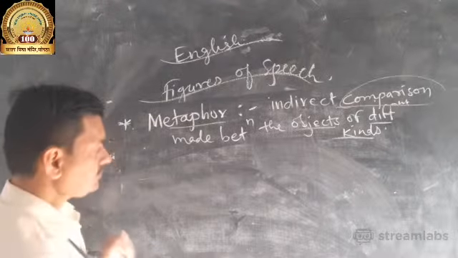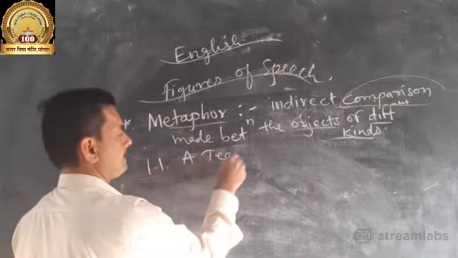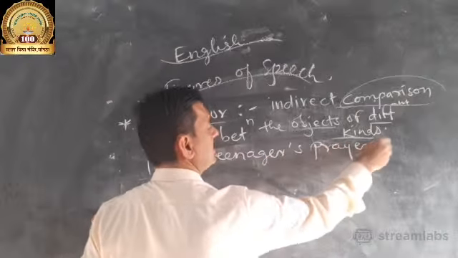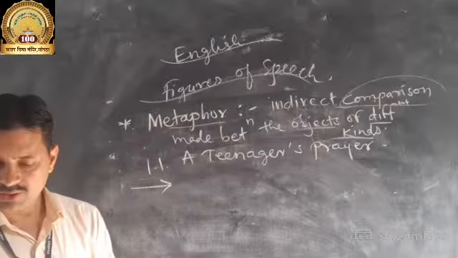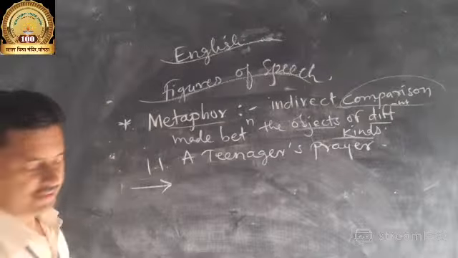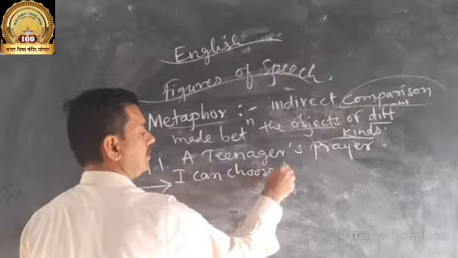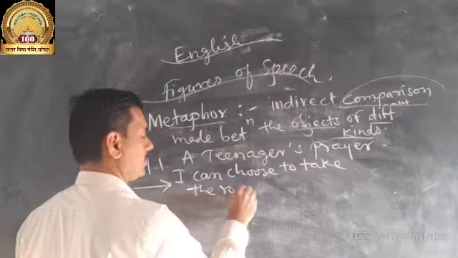See that in our poem 1.1, A Teenager's Prayer. You can see the line, "I can choose to take the road of life."